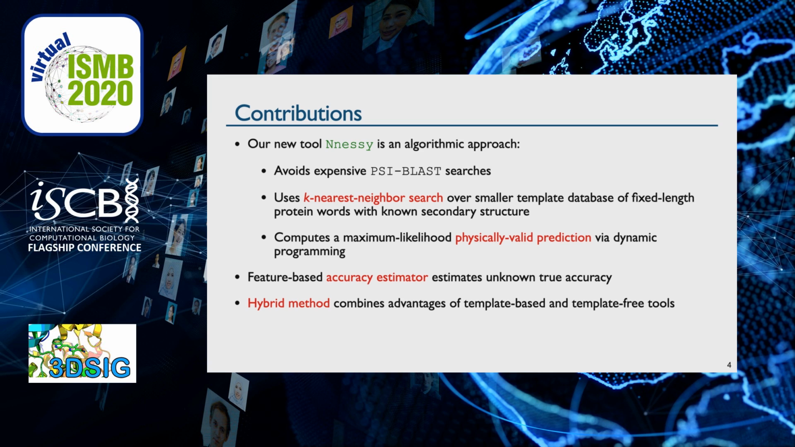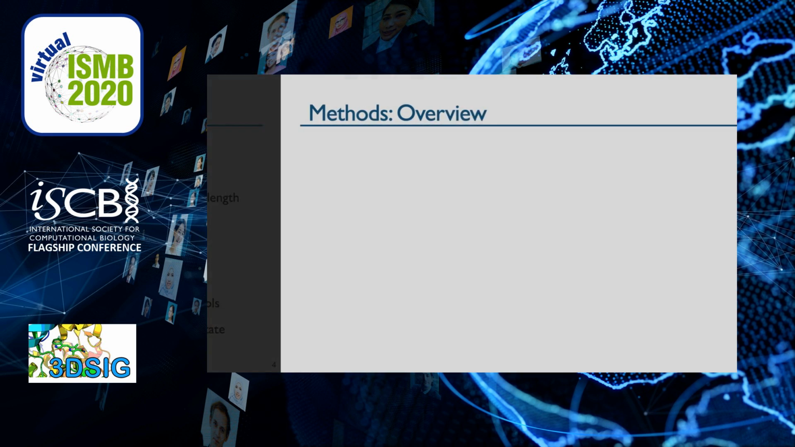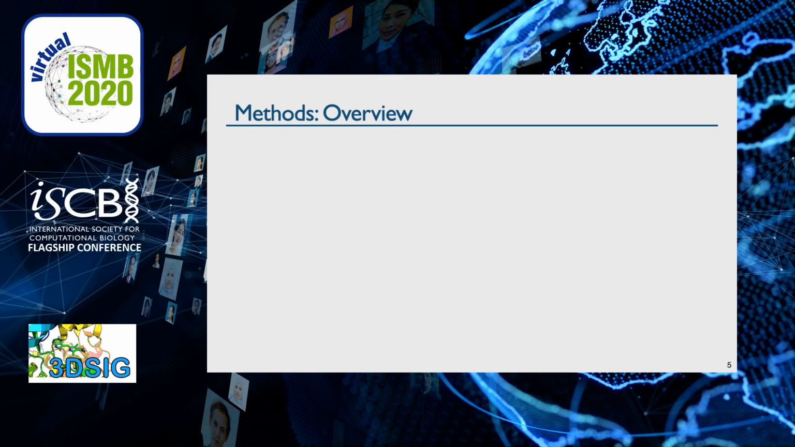We combine our template-based tool NESI with a template-free tool to yield a hybrid method that gains the advantages of both tools. This hybrid method exceeds the state-of-the-art accuracy by more than 3% for the 3-state model of prediction and more than 7% for 8-state prediction. Next, we'll give an overview of NESI's prediction process.